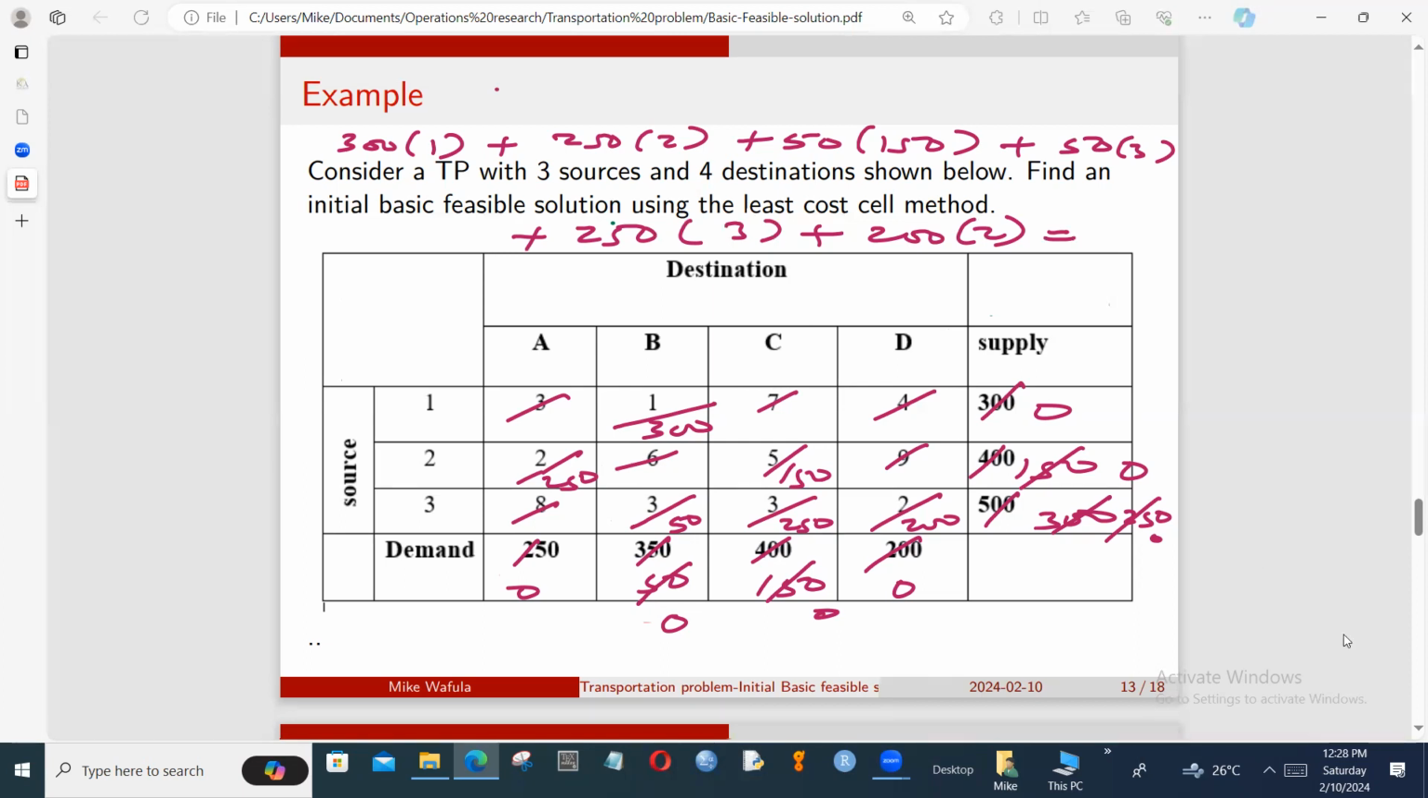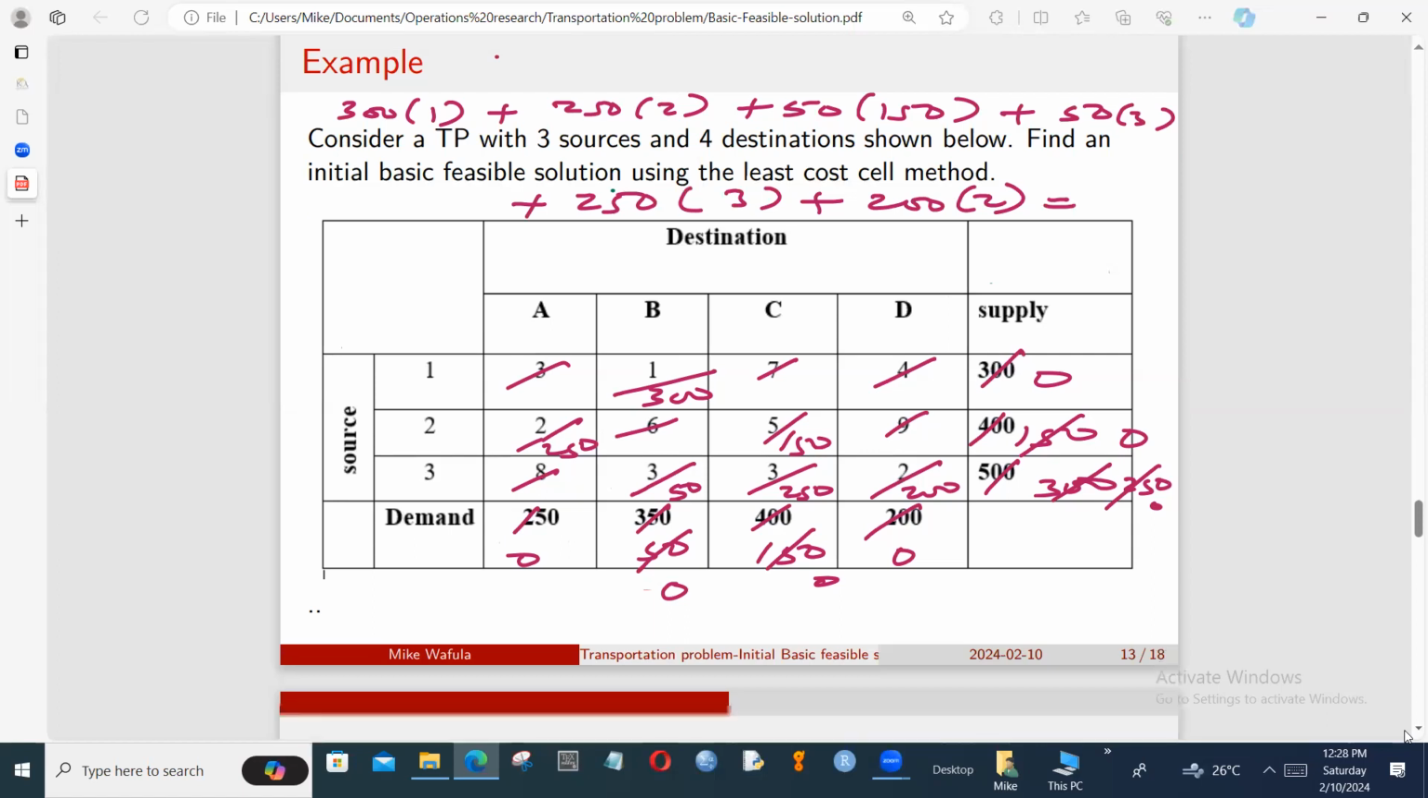That's still okay. But you'll find that somebody with 2850, another one with 2900, when they do the optimization, they'll all arrive at the same figure. So that is the point I wanted to emphasize: that the least cost method is able to yield sometimes different solutions for the same problem when you're doing the initial basic feasible solution.